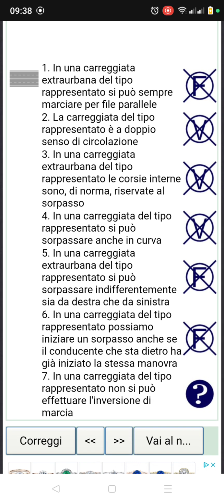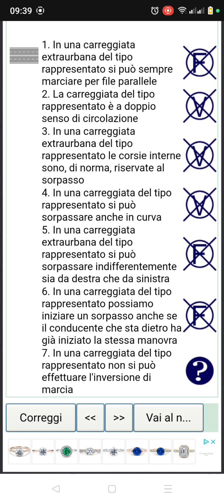So when the question says, in una carreggiata, possiamo iniziare un sorpasso, we can do overtaking anche se il conducente che sta dietro ha già iniziato la stessa manovra, even though the driver at our back has already started the same overtaking, can we still do that overtaking? No. When they say che sta dietro, già iniziato la stessa manovra, the driver at our back has already started the same action of overtaking. So this question is saying we can still do the same overtaking. No, that is an accident. You can't do that. It's false.